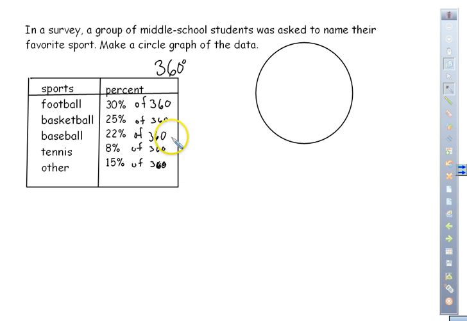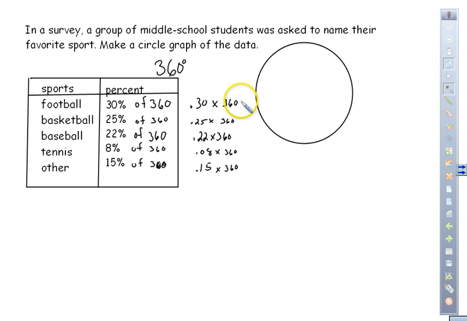So now we're going to literally solve that. Remember, the word of means multiply. So to do that, we're going to take 30%, which is going to be 0.30 times 360. And you'll do that for each one of these. So 0.25 times 360, 0.22 times 360, and 0.08 times 360, and then 0.15 times 360. And we're then going to get an answer. So go ahead and solve that, and then we'll put our answers into that.